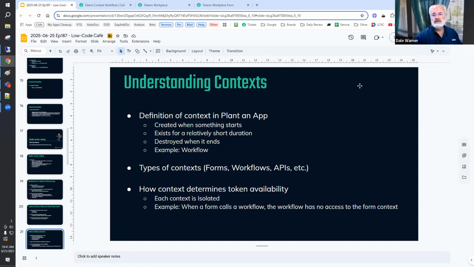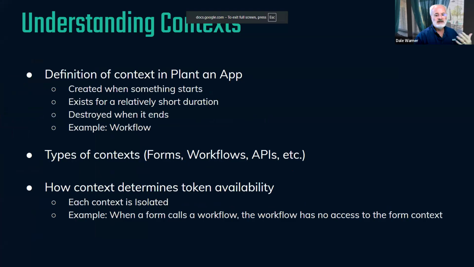So now maybe down to this third topic, how context determines token availability. Each context is isolated. So in that example, the form events was one context. We did the different load events and it existed, but then it was destroyed. It no longer exists, and so it's not available in a later step.